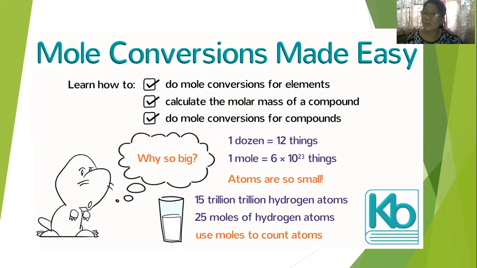So atoms are so small. If we look into this glass, for instance, we have this glass which contains water, hydrogen atoms. Hydrogen atoms in water. Actually, this will have 15 trillion hydrogen atoms. But we already know that in a hydrogen atom, that is 25 moles of hydrogen atoms. That is in 15 trillion. So we use moles to count atoms. So how are we going to count an atom? Of course, we need to have a mole.